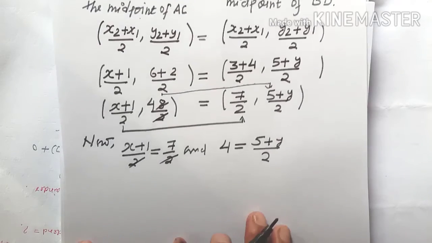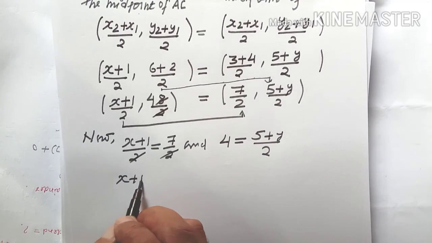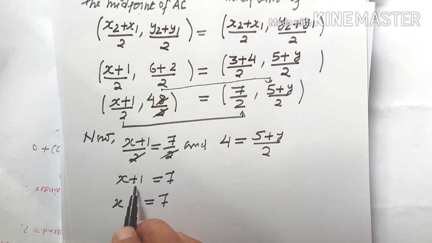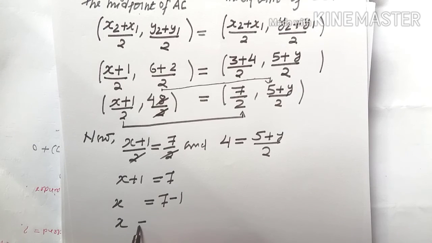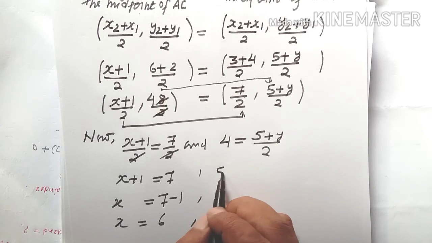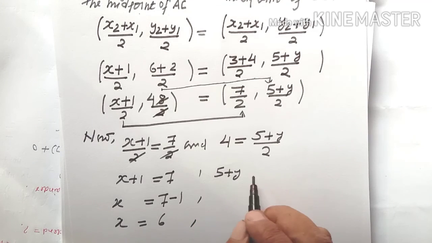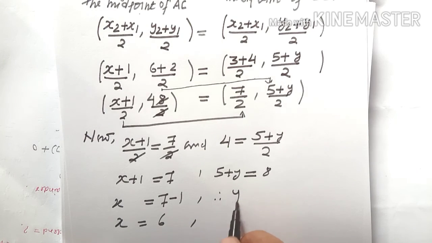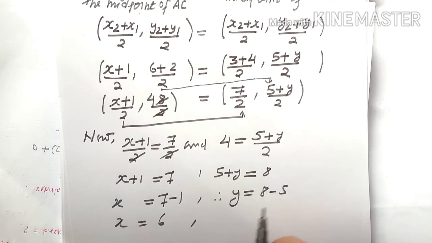Now we can cancel the 2 here. After that, x plus 1 equals 7. We need the x value, so take this 1 to the right side, minus 1. Then x equals 6. Likewise, take the cross multiplication: 5 plus y into 1 is the same, which implies 4 twos are 8. So 5 plus y equals 8. Take this 5 to the right side, negative 5. Then the value of y equals 3. Hence we can say that the value of x is 6 and that of y equals 3.